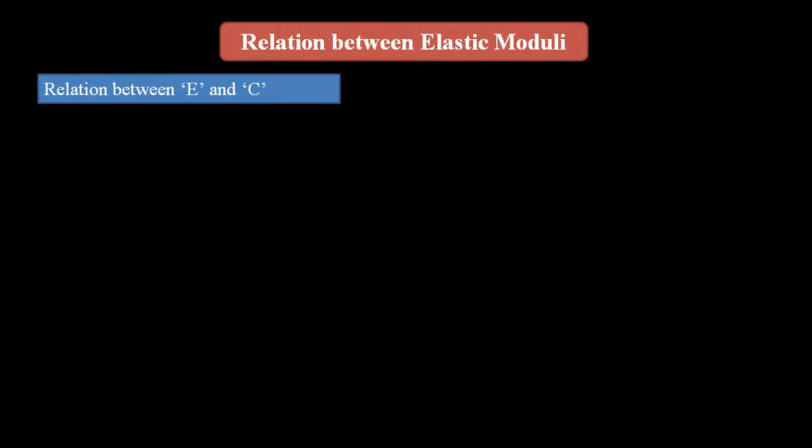Next we go for the relation between the three types of elastic modulus. First we try to derive an equation for the relation between E and C. What is E here? E is Young's modulus of elasticity and C is the modulus of rigidity, or shear modulus of elasticity. So what is the relation? Relation means the formula representing the relationship in terms of the two, that is E and C.